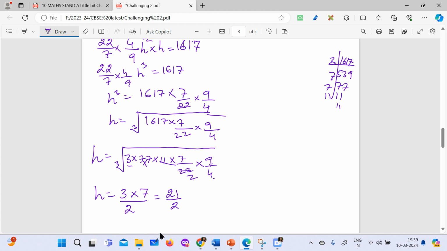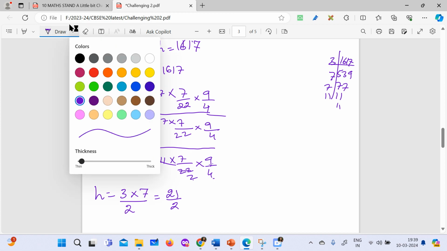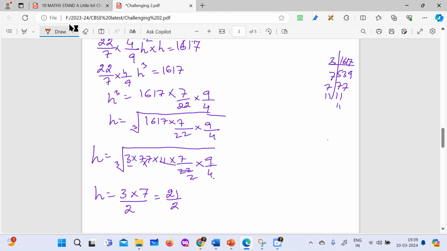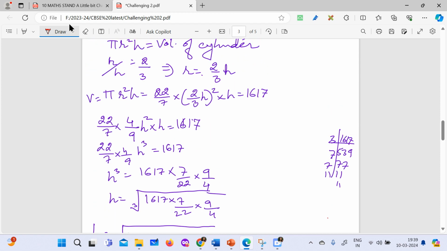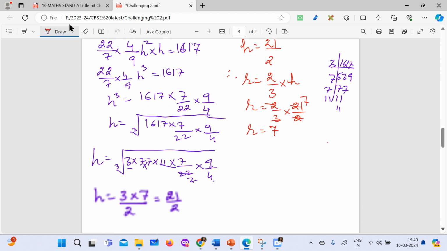Okay, so now we have the height, so we can calculate the area. Radius, since height is equal to 21 over 2, therefore radius equals 2 over 3 times height, which will be 2 over 3 times 21 over 2. So all cancels, and we get radius is equal to 7. So now it is easier to calculate the total surface area.